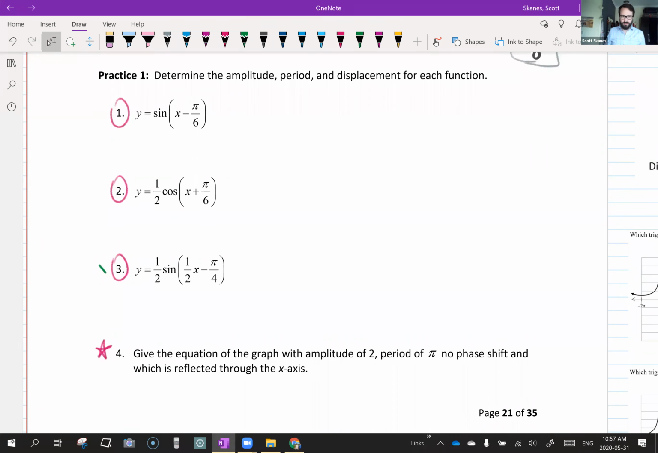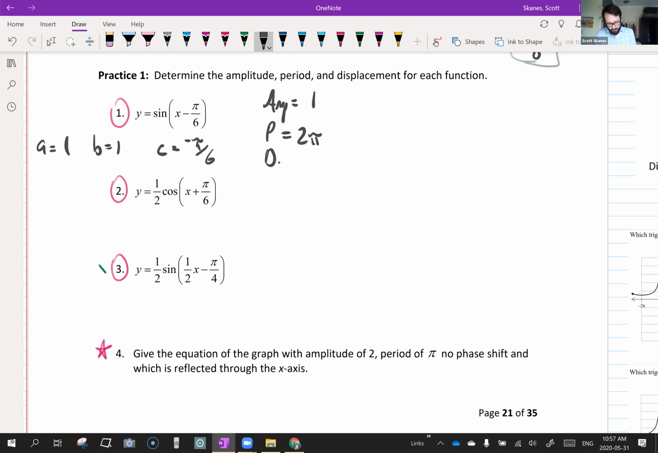I'll just put up the answers just because I don't need to do the whole thing. I'm not going to do the calculations. I'll just do them quickly. Here, for example, A is 1, B is 1, C is negative pi over 6. If you know those, then you can get the amplitude of 1, period can be 2 pi, displacement pi over 6. So we already had those three answers given.